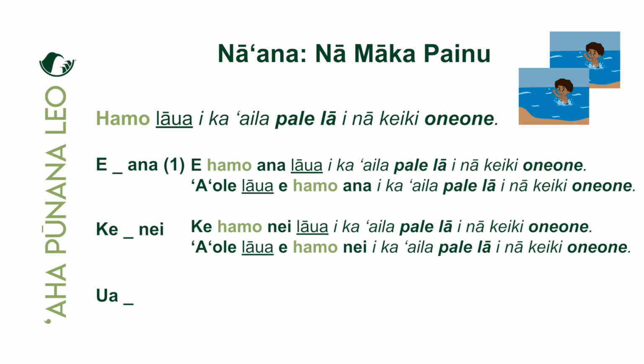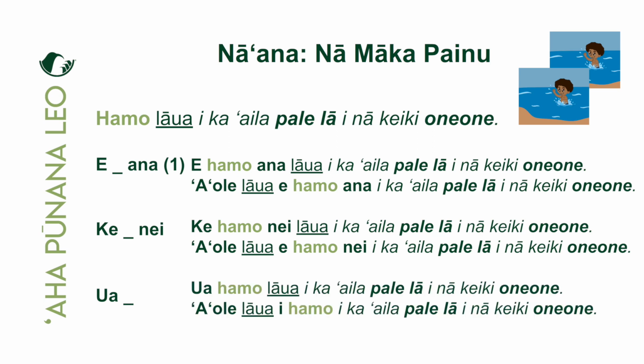And the final one, ua, our māka painu that marks an action that has been completed. Ua hamo laua ika aila palela ina keiki one one. Okay, they rubbed. It's already happened. They rubbed the sunscreen on the sandy children. And to negate that, aole laua i hamo ika aila palela ina keiki one one. They did not rub the sunscreen on the sandy kids or the sandy children.